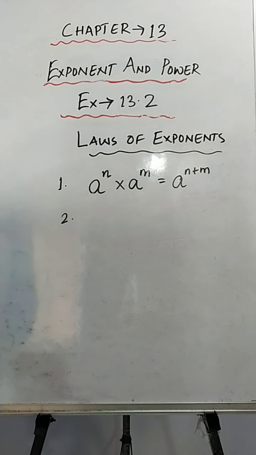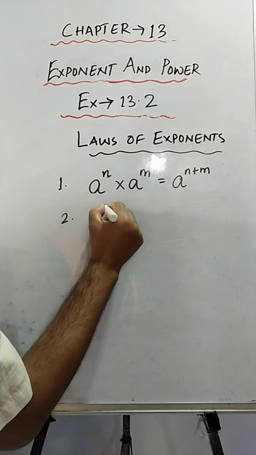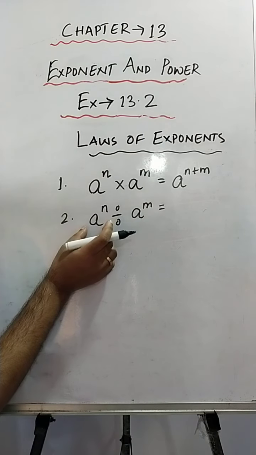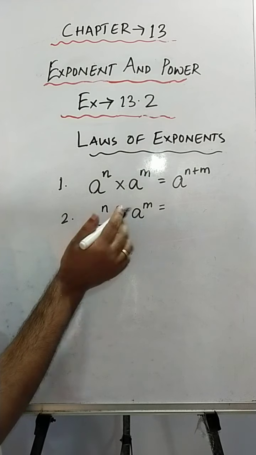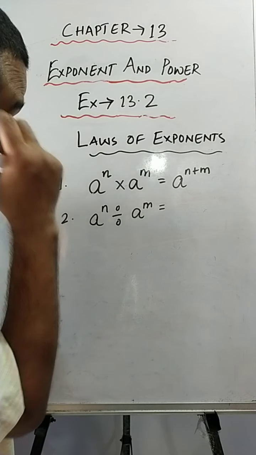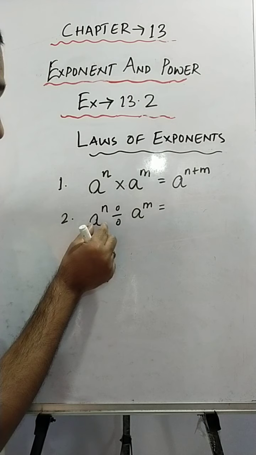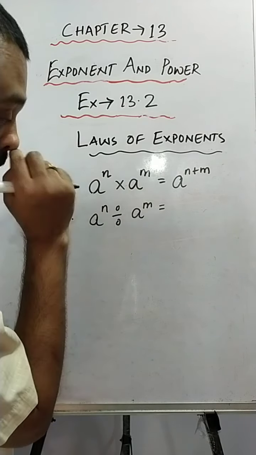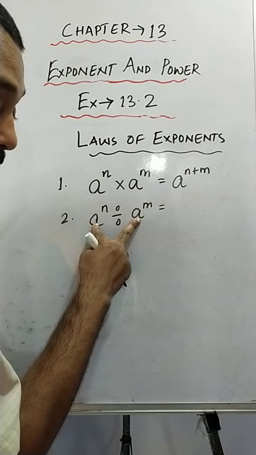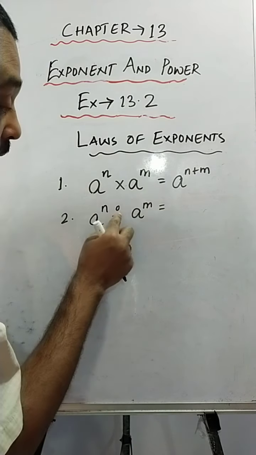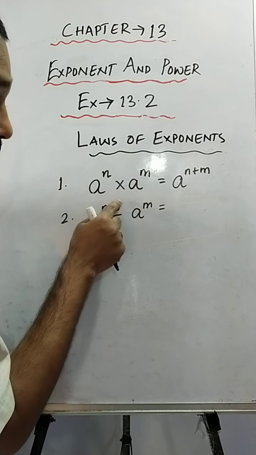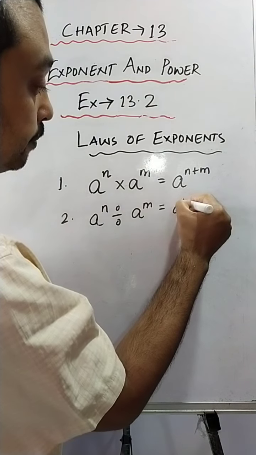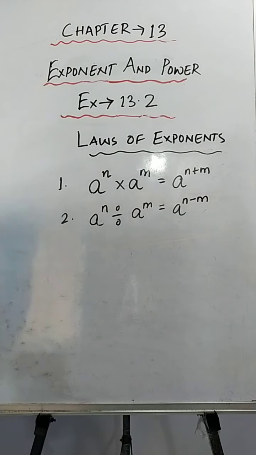The second thing, a to the power n divided by a to the power m. Again our law is for two exponential forms only. Both exponential forms are carrying the same base, but the powers are different. But this time instead of multiplication we have used the division sign. So in this case you have to subtract the powers.